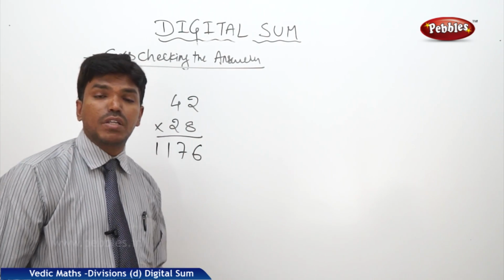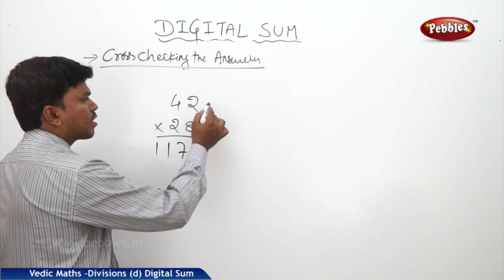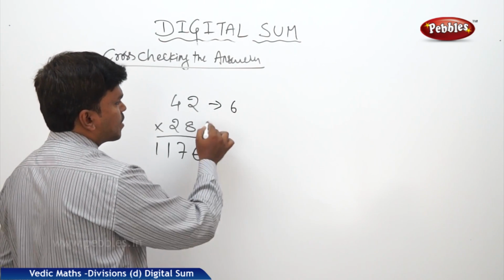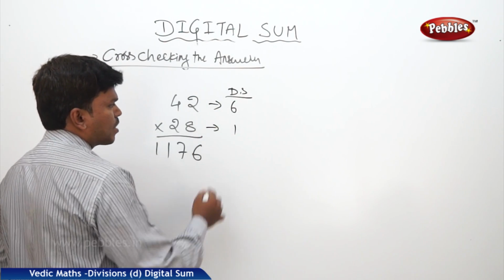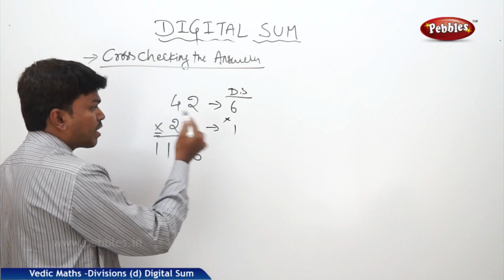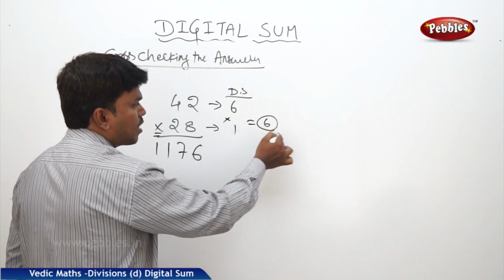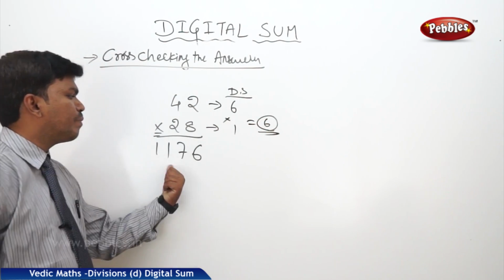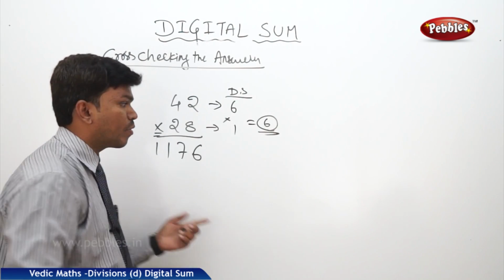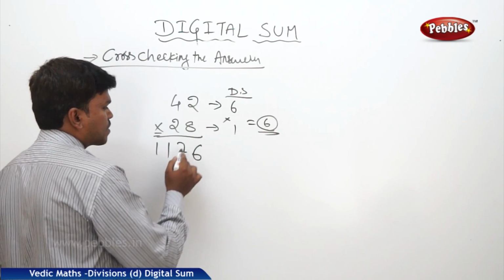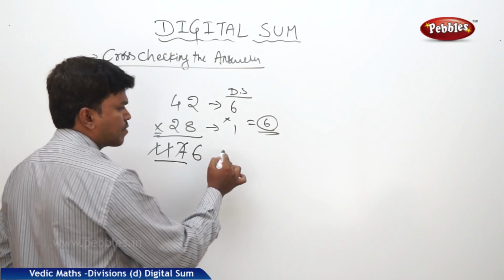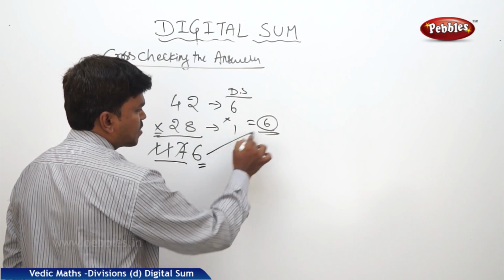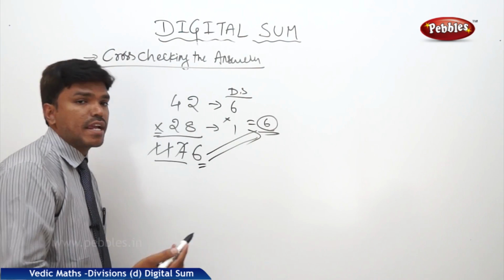So I want to cross check whether my answer is right or wrong. Now immediately check. 42, digital sum is 6. 28, digital sum is 1. So 6, what are you doing here? Multiplication. So 6 into 1 is 6. That means your answer's digital sum should be 6, otherwise it is wrong. So anyhow, 7 2, you can cancel, because it is adding up to 9. So finally 6 is my digital sum. It is matching. So my answer is right.